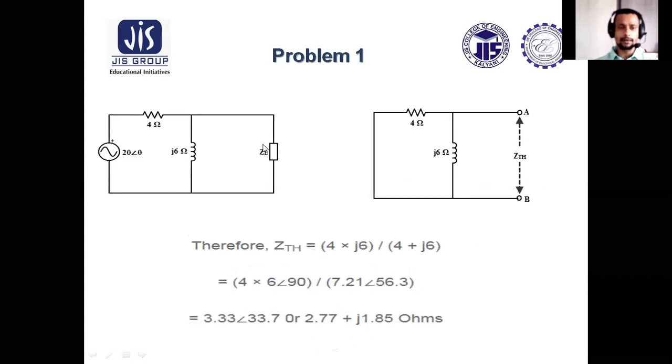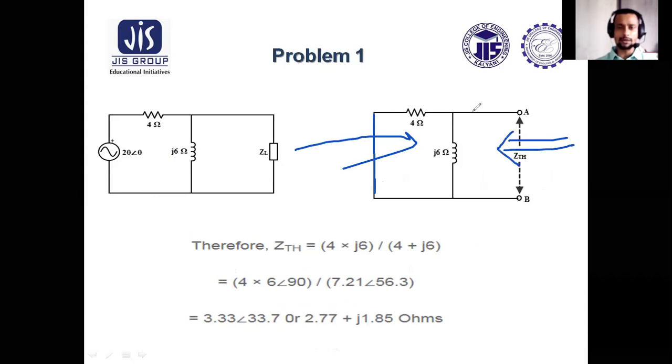Now let us move to step 3. Let us find ZTH. To find ZTH, all the sources have to be deactivated. A voltage source has to be deactivated by a short circuit. So here we did it. ZTH is to be found looking back into the network from the open circuited load terminals.